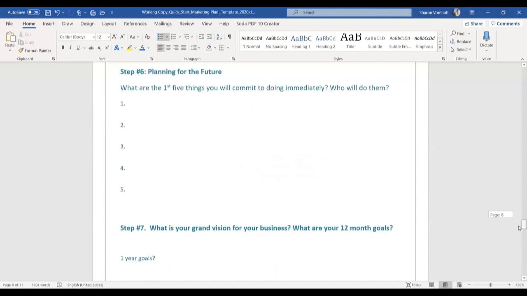Now, step 6 and step 7, I'm going to kind of put these together. For step 6, I want you to put down the 5 things that you'll commit to doing immediately. Maybe that is to get a VA to do something, anything for you. This is just about taking the step to getting some help. So find someone that you can outsource something to. But what are the 5 steps you'll commit to doing immediately?